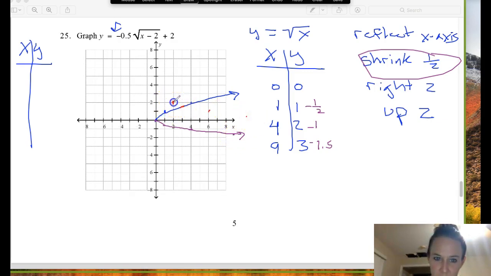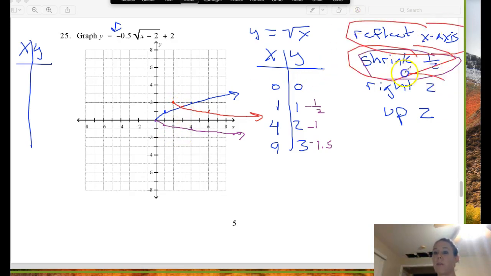All right, and so here is what my final graph would look like. Okay, I took the blue, I reflected it and shrunk it in the purple. Then I took the purple and I moved it right 2 and up 2. So I reflected it, I shrunk it, I went right 2, up 2. This is the reflection, this is the shrink, this is the right 2, this is the up 2.